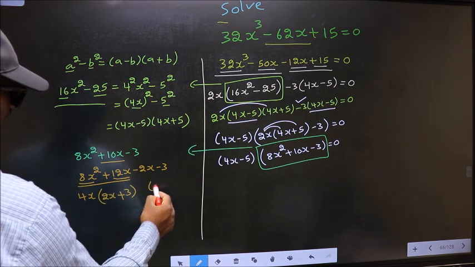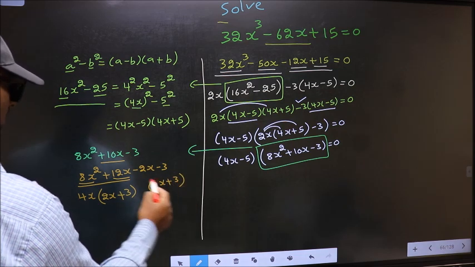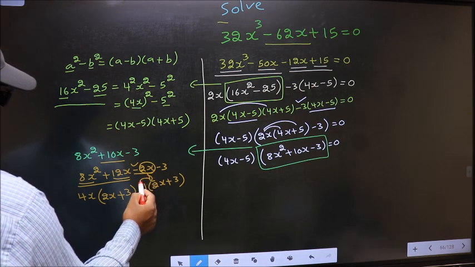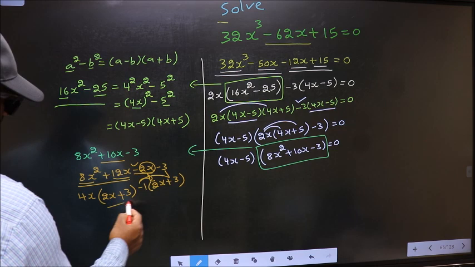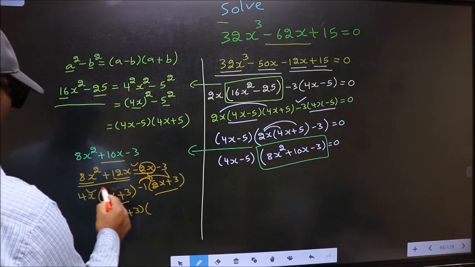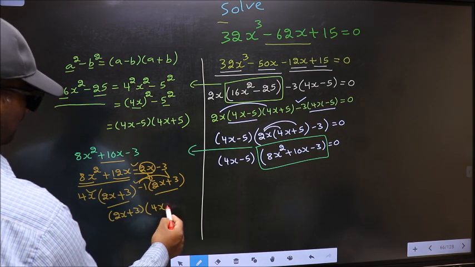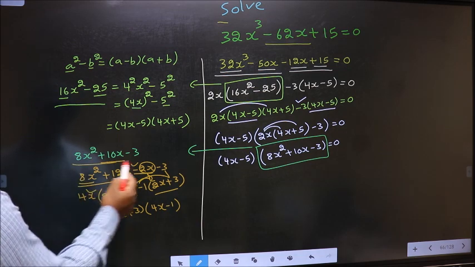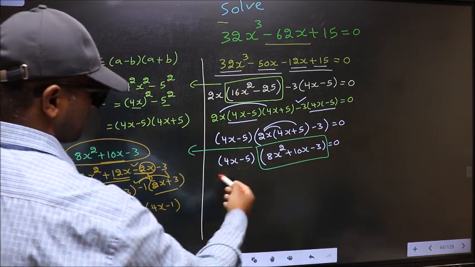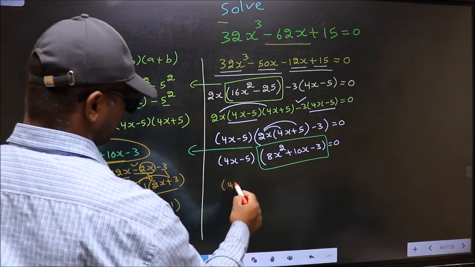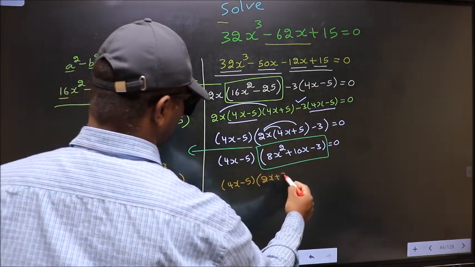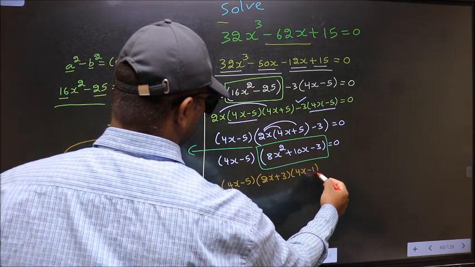Now whatever we got here, here also we should get the same thing. From this 2x gone inside, so outside we get minus 1. Even if you multiply and check, still you get the same thing. Now take out 2x plus 3 common. So here we have 4x and here minus 1. Now in place of this quadratic we should write this over here. So this equation becomes 4x minus 5, 2x plus 3, 4x minus 1 equal to 0.